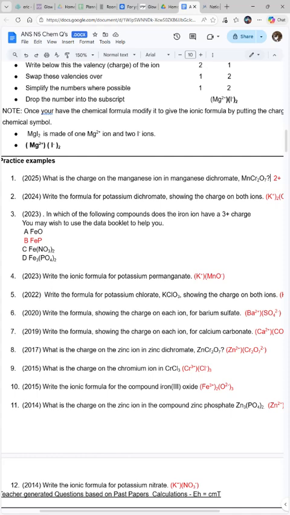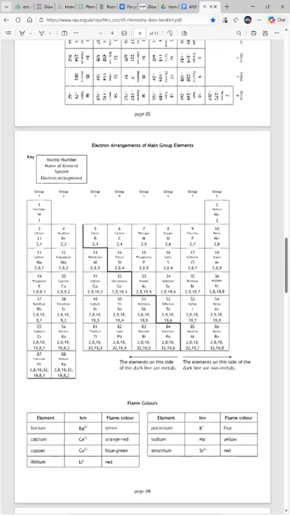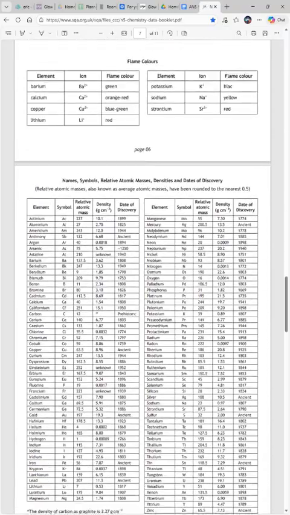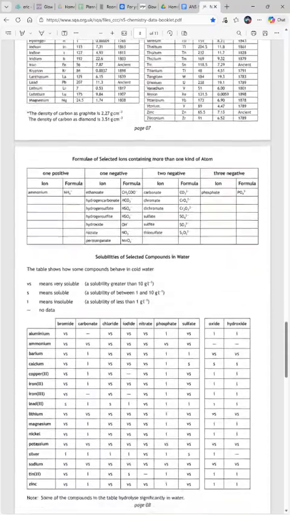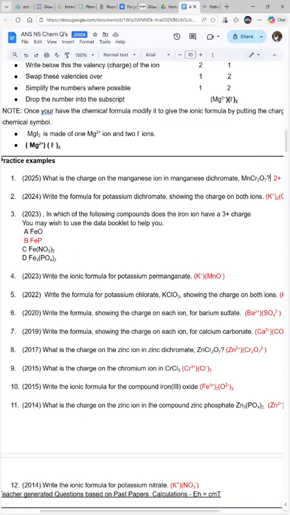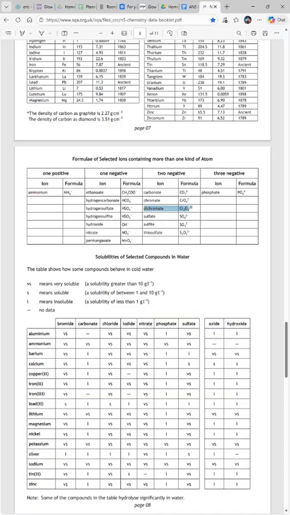Whatever the dichromate's charge is, the manganese, just one copy of it, is able to balance that out. So what we do is we go to our data booklet and we're looking for the dichromate ion. Group ions are here. The dichromate ion is here, and it's Cr2O7. If we want, we can double check, Cr2O7, yep. It tells us at the top here that dichromate ions have a 2 negative charge.